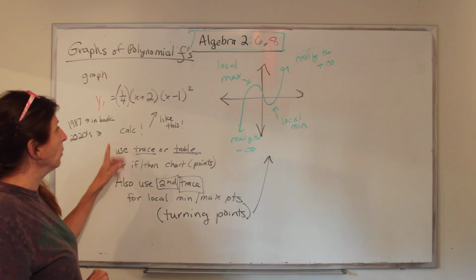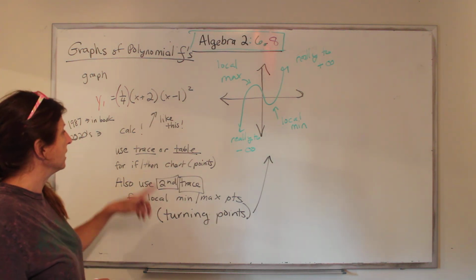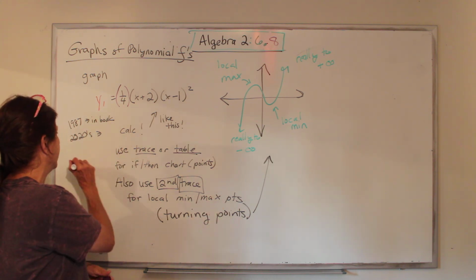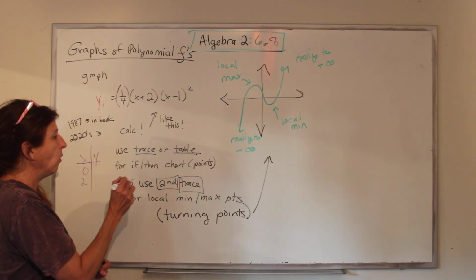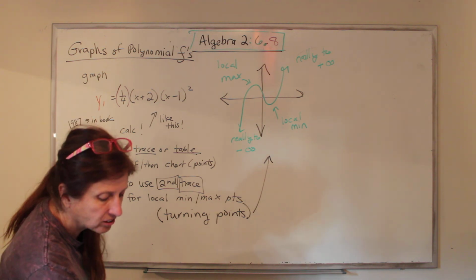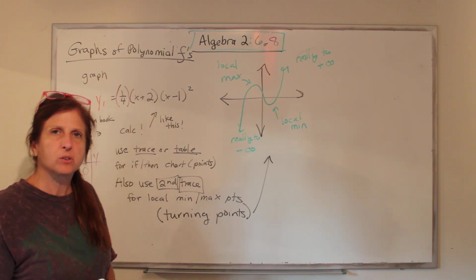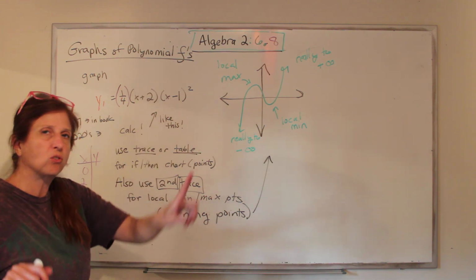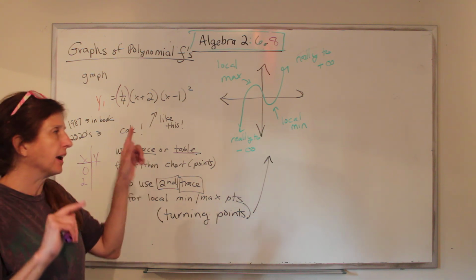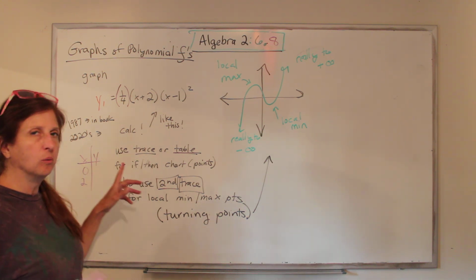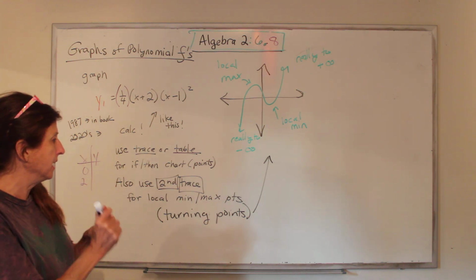Once you get it graphed, use the trace or table to generate your if-then chart with your points. So if you go trace, you can try different things. You can say, if x is 0, what's y? If x is 2, what's y? Or you can go to table, which is the second of graph. And on the table, you just scroll through with the arrows. There'll be all these crazy numbers, long crazy decimals. But you scroll looking for ones that are easy to graph. Things that are whole numbers or a half. Something that you go, okay, I can do that point. And the table will give you your if-then chart. You'll have your x's and your y's.